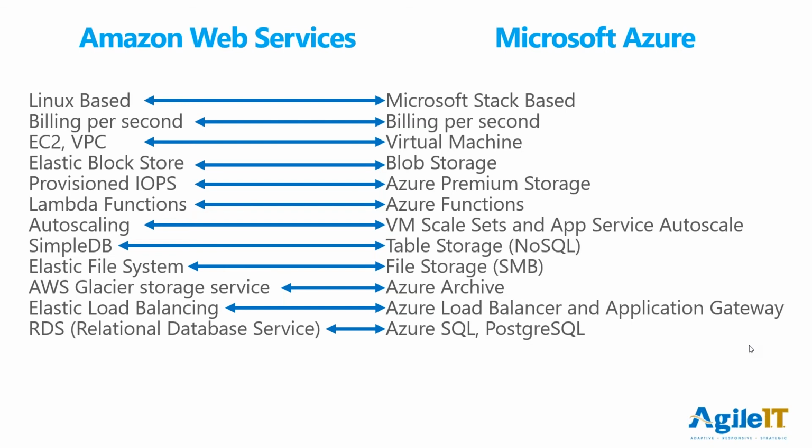Then Elastic Load Balancing for AWS, and for Azure it's the Azure Load Balancer and Application Gateway. Both do roughly the same thing. RDS is the managed database offering from AWS, where you don't have to worry about spinning up a VM to host your SQL Server or your MySQL database or what have you. Azure has, of course, managed database services like Azure SQL.